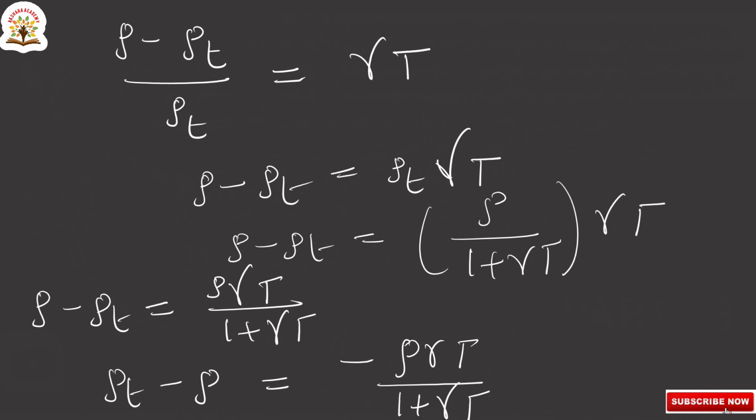Okay, this is the final answer. Rho T minus rho is equals to minus rho gamma t by 1 plus gamma into t. Okay. Next we will go to the next.